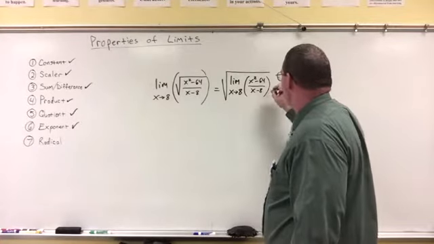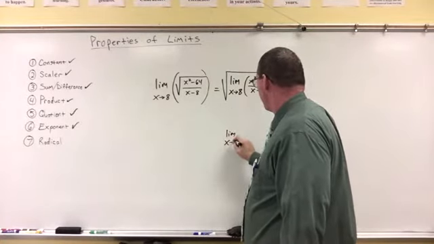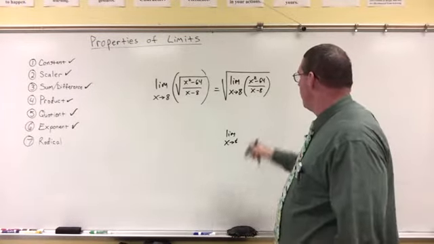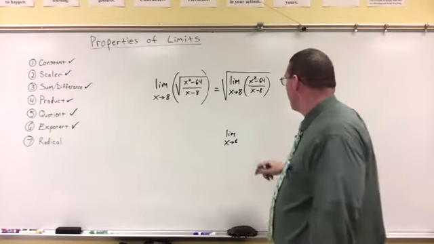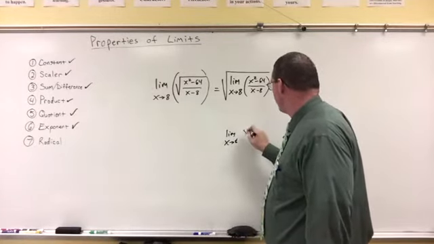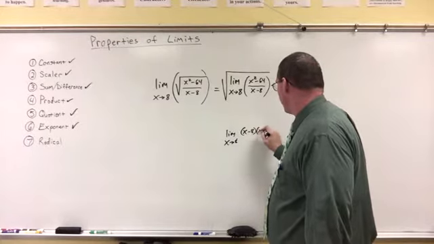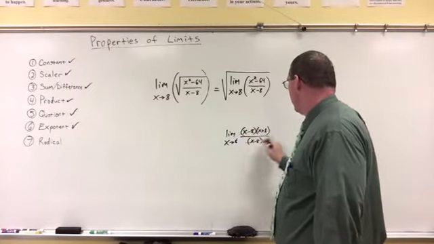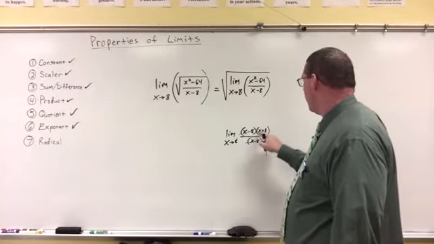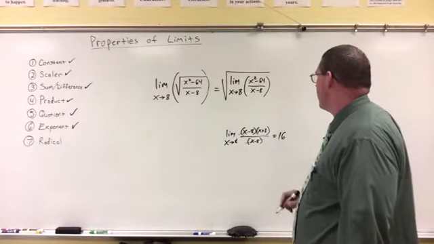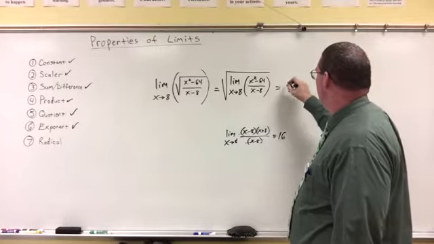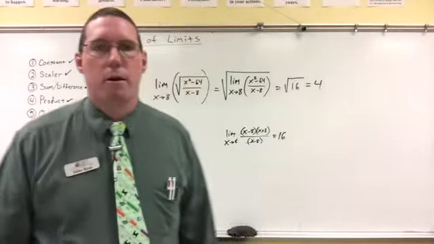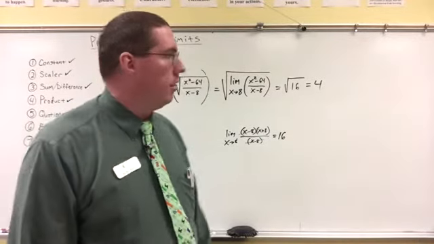And the limit here is going to be, let's see, the limit as x approaches 8. If we were to plug the 8 in, 8 squared is 64 minus 64 is 0. 8 minus 8 is 0, so we have 0 over 0. And so we're going to factor the numerator, which will become x minus 8 times x plus 8 all over x minus 8. And now we'll cancel the x minus 8s, and now we're going to plug the 8 in, and 8 plus 8 is equal to 16. So this limit is 16, so what we're looking for is the square root of 16, which is 4. And so that is the radical property of limits. Okay.